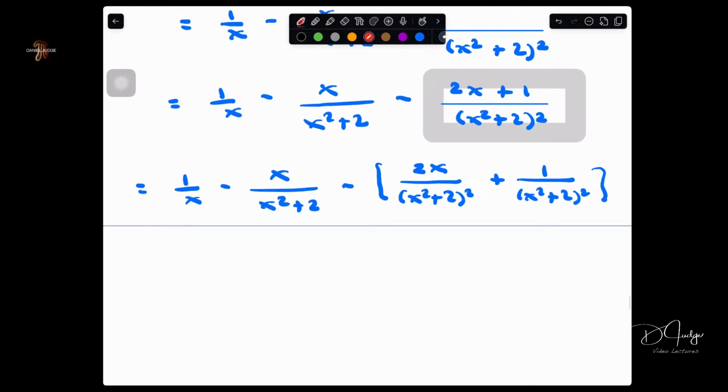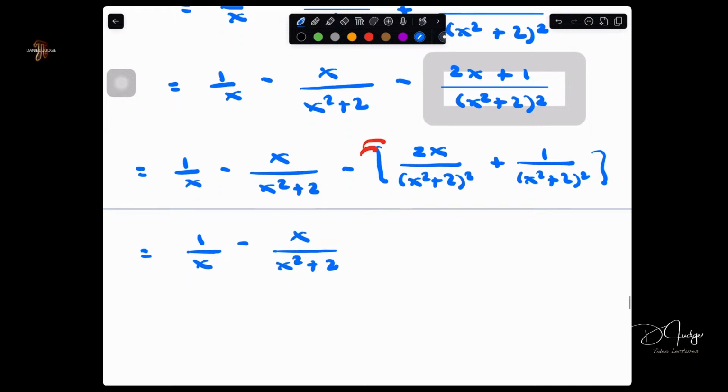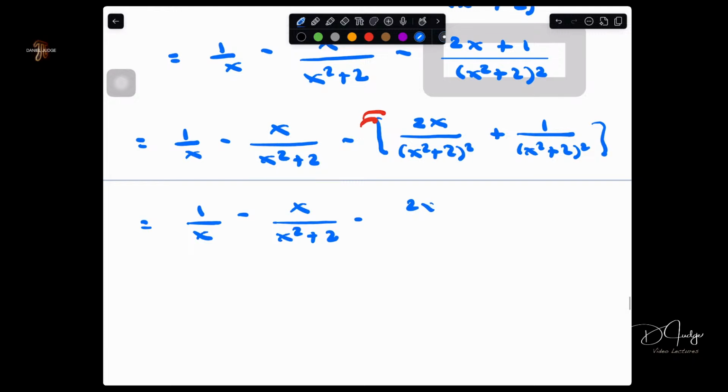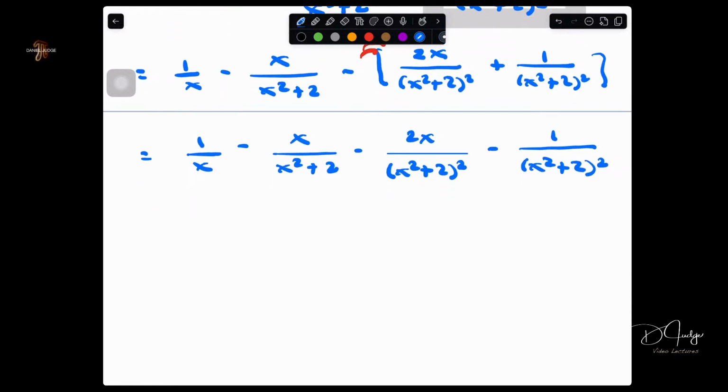We're now going to distribute this negative sign, and you end up with 1 over x minus x over x squared plus 2 minus 2x over x squared plus 2 squared minus 1 over x squared plus 2 squared.